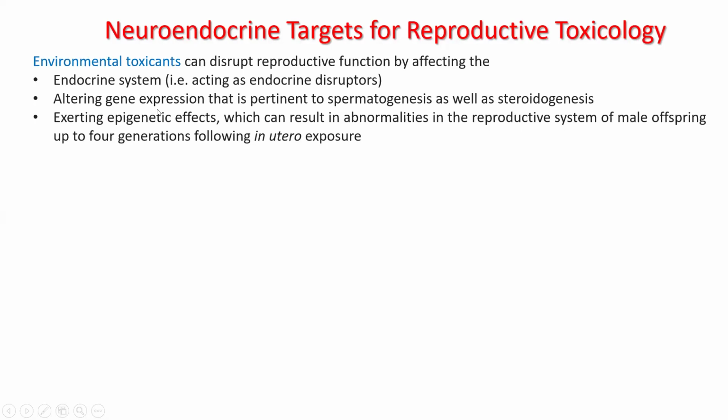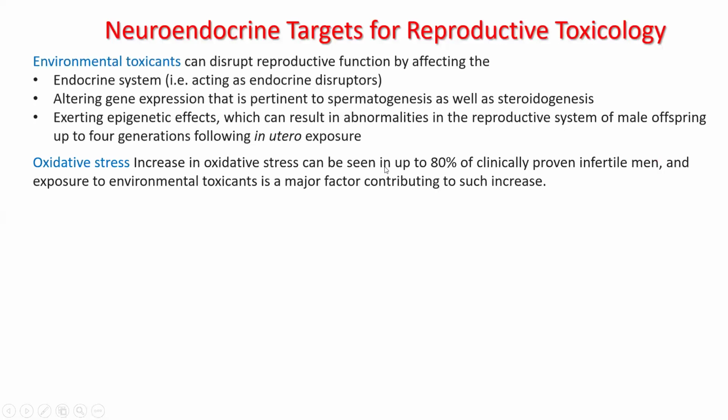Another is altering gene expression, pertaining to spermatogenesis as well as steroidogenesis. And third is exerting epigenetic effects, which can result in abnormality in the reproductive system of male offspring up to the fourth generation following in utero exposure. Next is the generation of oxidative stress.